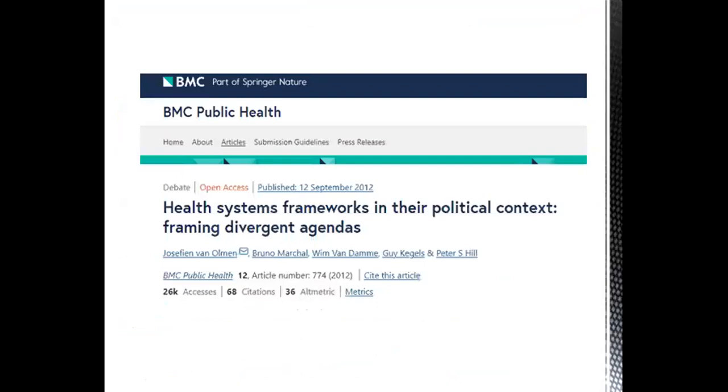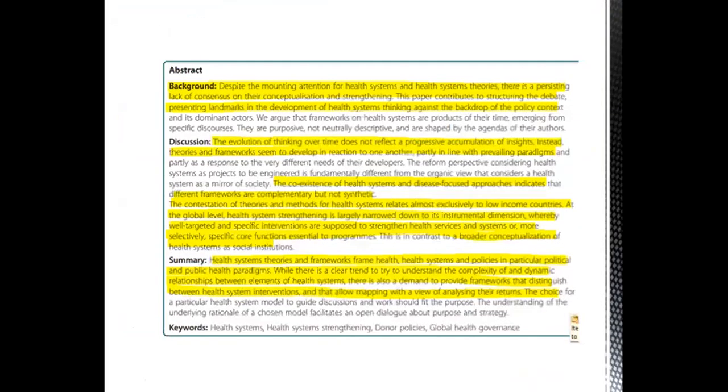This framework makes explicit the often neglected investment needed for community health and aims to inform efforts to situate community health within the national health system. Health system frameworks in their political context. In the political context, the evolution of thinking over time does not reflect a progressive accumulation of insight. Instead, theories and frameworks seem to develop in relation to one another. These health system theories and frameworks form health systems and policies in a particular political context and paradigm.